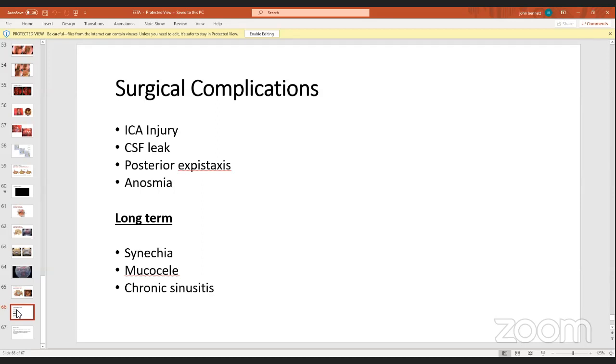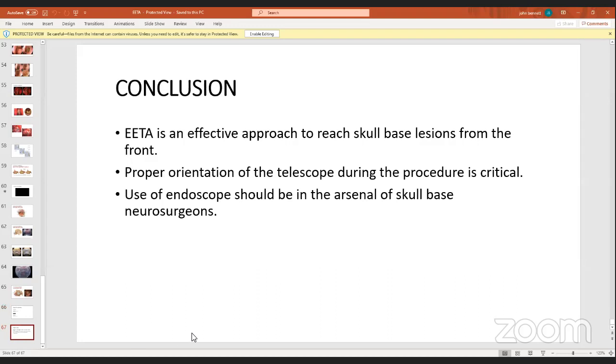Okay, the last slide, conclusion. I hope I didn't talk too much, but this is a beautiful approach. I really like it for craniopharyngioma surgery or pituitary adenoma surgery. That's my point of view, but I think a younger neurosurgeon would be very comfortable using this approach, because a lot of us had video games at home. So we are comfortable using our hands and looking at the TV. I bet that this approach will be more and more used by young neurosurgeons.